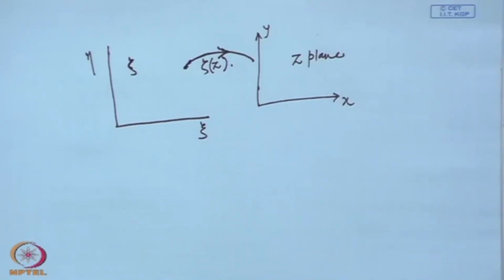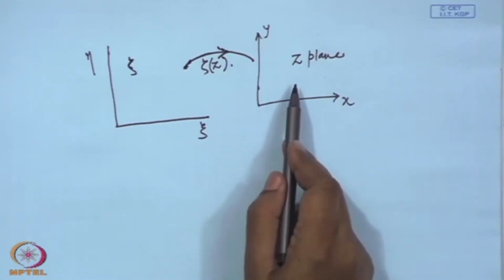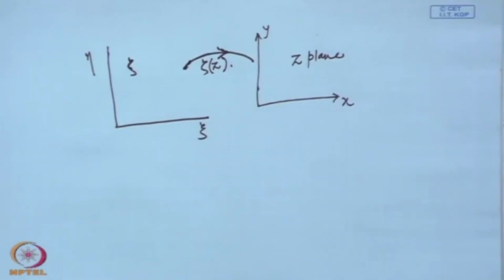In a transformation, of course, the transformation need not be one to one. There is a one to one transformation, and one to many or many to one. There are different types of transformation. One to one means for a single point, you get only a single point. If your transformation is such that for each z point you get one zeta point, then it is a one to one transformation or one to one correspondence.